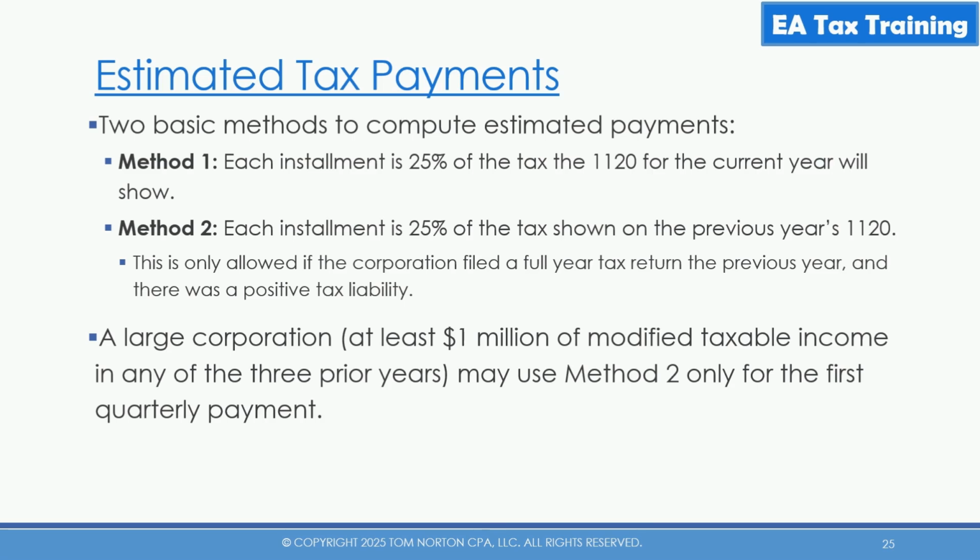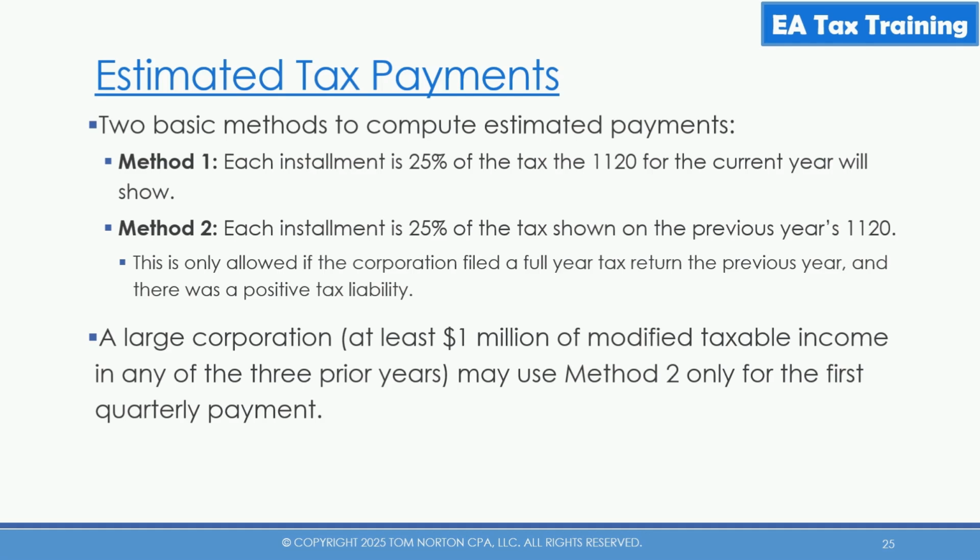But if you meet that criteria and you're not a large corporation that we're going to talk about, then you can use method 2. So you can base this year's estimates on the amount of tax that you owed last year. And if you do that, then even if you way underpaid, because maybe this year ends up being a lot better year than last year, as long as you paid in according to method 2, then there will not be any underpayment penalties or interest that are due.